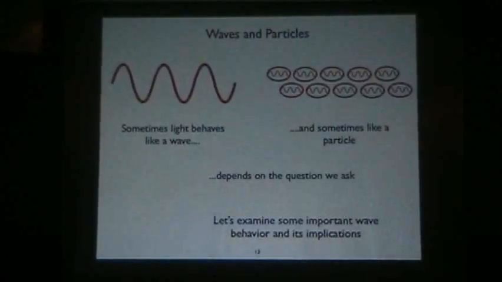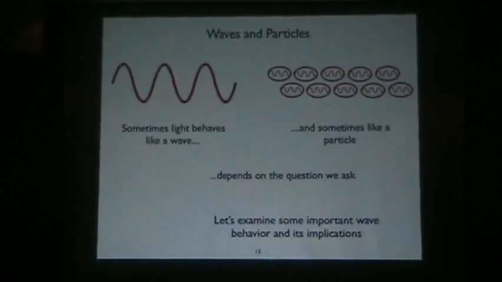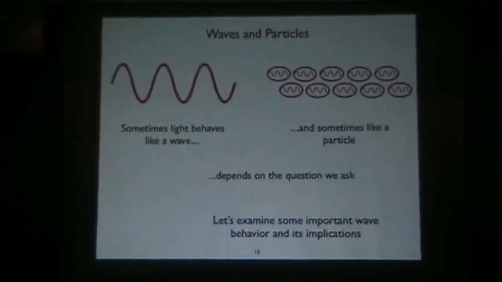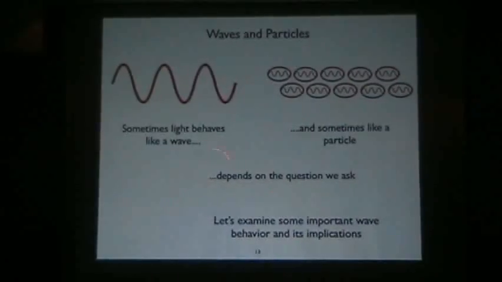Okay. So now let me come back here. We've seen so far that light sometimes behaves like a wave. Sometimes it can behave like a particle. The photoelectric effect can behave like a particle. And this sort of depends on the question that we ask. If I do a scattering experiment, it will behave like a wave.